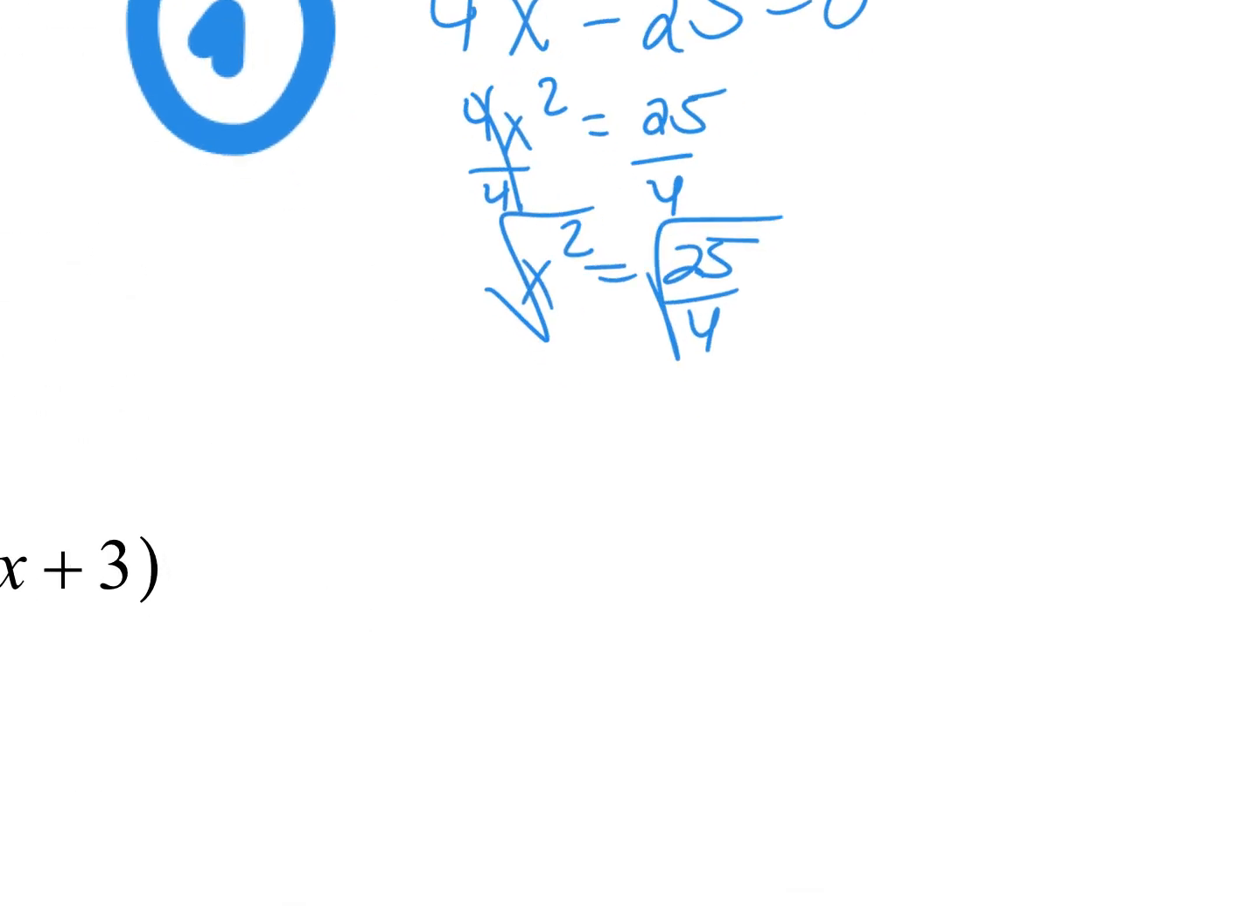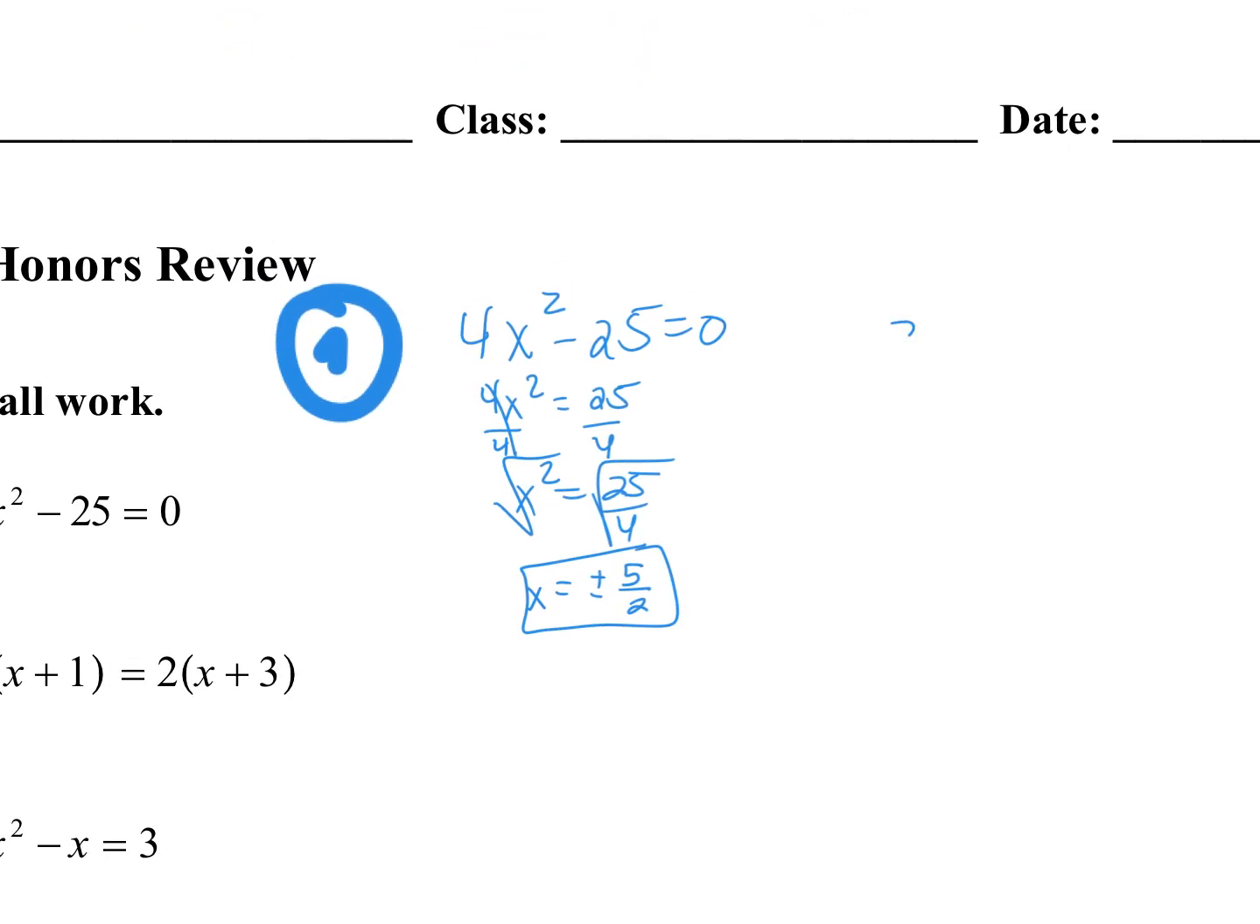I did that because I saw they both were perfect squares. So when we take the square root, we have to put plus or minus in front of our answer. Square root of 25 is 5. Square root of 4 is 2. And there we go. You would have gotten the same exact thing if you went ahead and factored it.